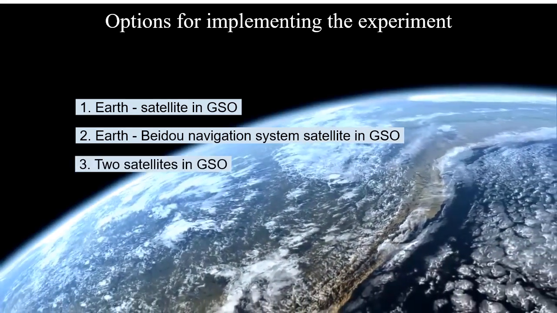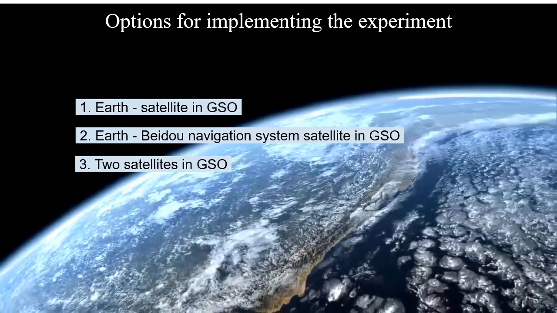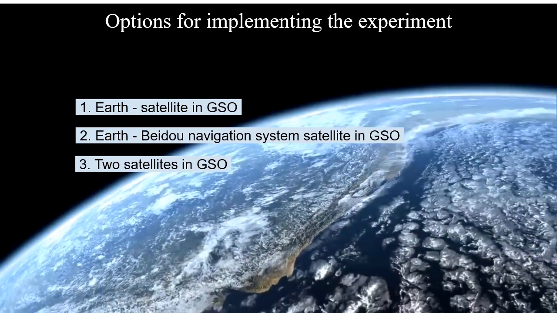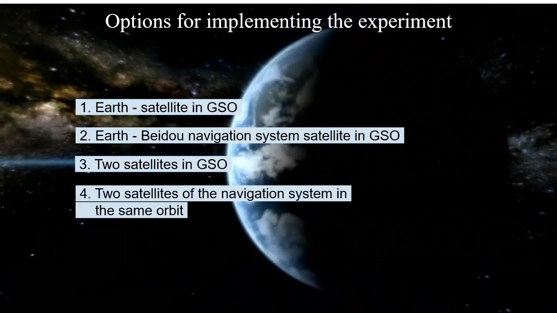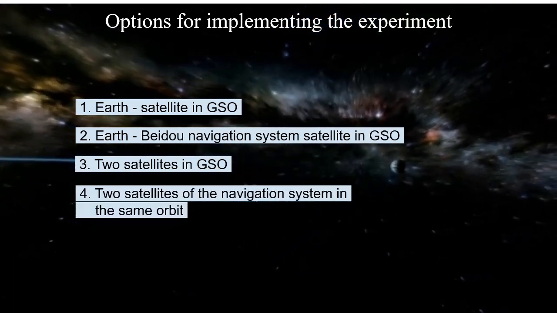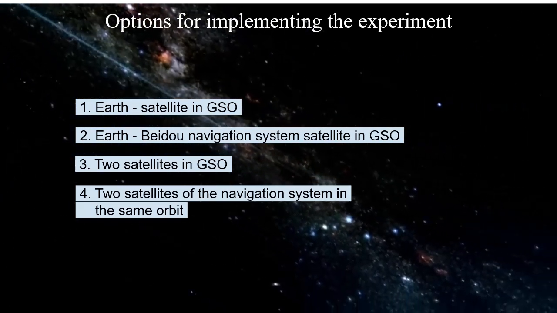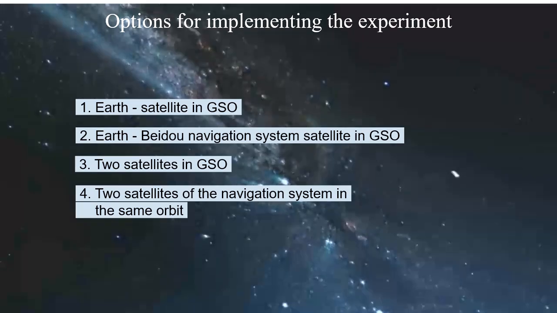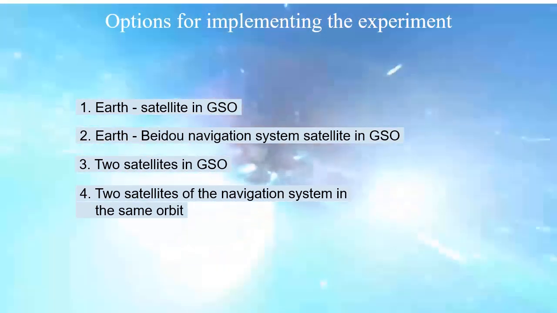3. Use 2 satellites in geostationary orbit to place clocks on them, doubling the distance between clocks and eliminating ionospheric and other interference from the Earth. 4. Use 2 satellites of any of the current or newly deployed navigation systems in the same orbit, which are far apart and have minimum mutual relative velocities. The advantage of such a system is that all necessary equipment is available on these satellites and the clocks on the satellites are in the same conditions.